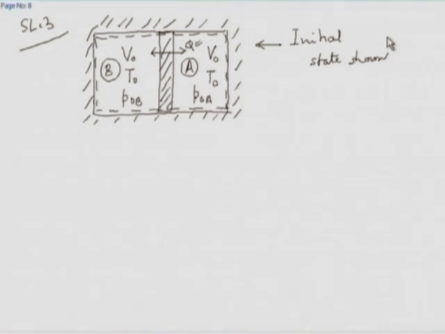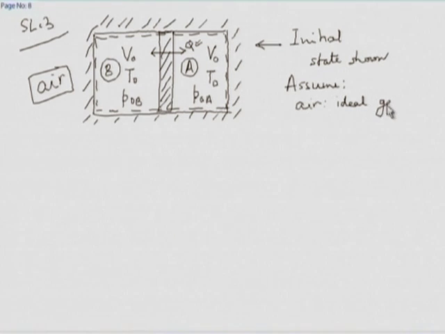It says 1 liter of air, and our standard assumption is air is an ideal gas, with constant Cp, Cv. It is not written anything, but it is a good idea. If need be, we will assume Cp and gamma as given in SL4. Cp is 1.0 kilojoule per kilogram Kelvin, gamma is 1.4.